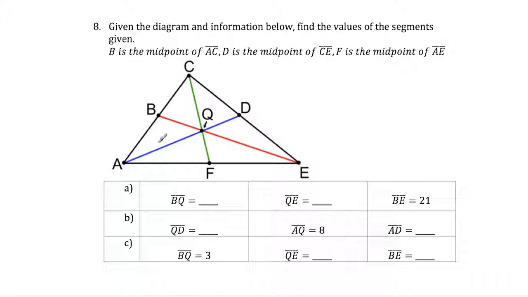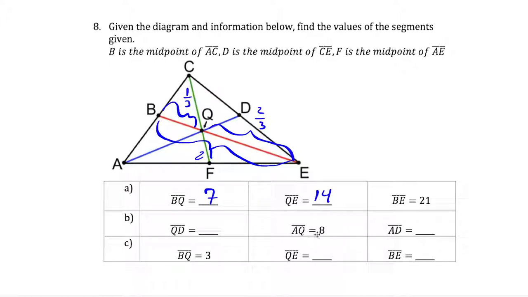So the centroid theorem says that these distances are cut into thirds. So the smaller segment is 1/3 of the entire length, and the larger segment is going to be 2/3. So if we have that BE here is equal to 21, then we know that QE, which is 2/3 of that, must be 14, because 14 is 2/3 of 21, much in the same way that 1/3 of 21 is equal to 7.